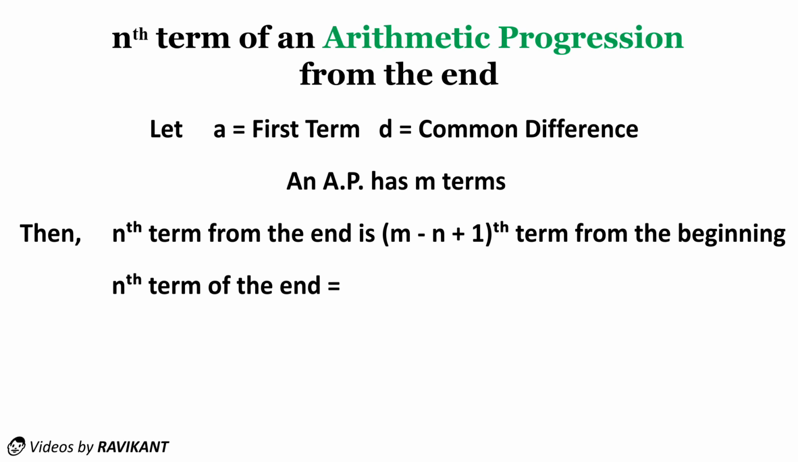So we can calculate the nth term from the end, which is given by a plus m minus n plus 1 minus 1 into d. So what we have done? We just put the value of m minus n plus 1 in the formula of the nth term of an arithmetic progression. So the nth term from the end is given by a plus m minus n into d.